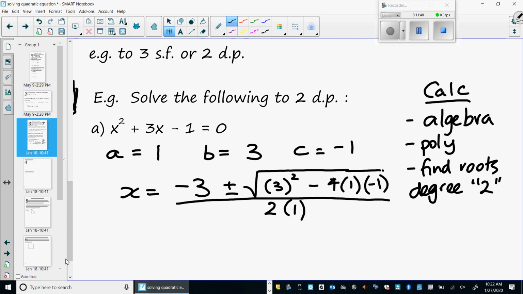Now, they've got something that says A2x squared plus A1x plus A0, isn't it? So, what are you going to put in the box that has A2? 1, because that's your A value. What are you going to put in the box that says A1? Positive 3. And then A0 is going to be negative 1.